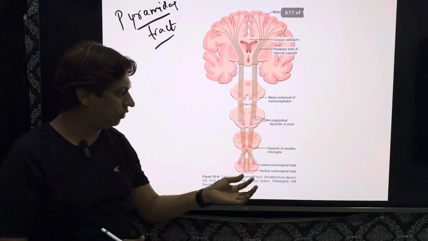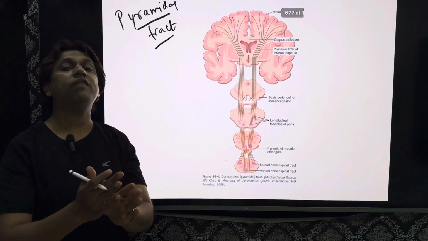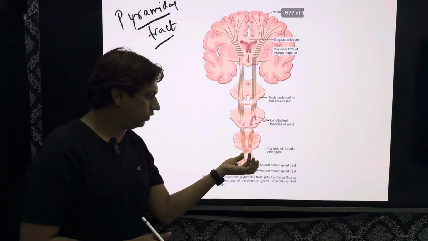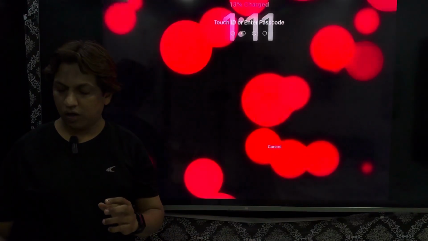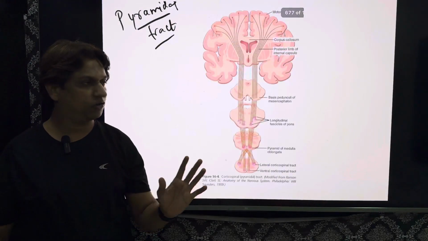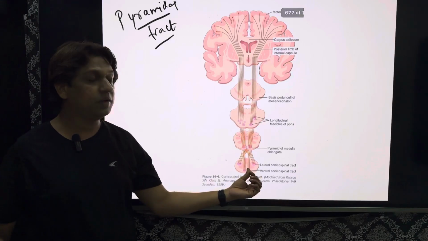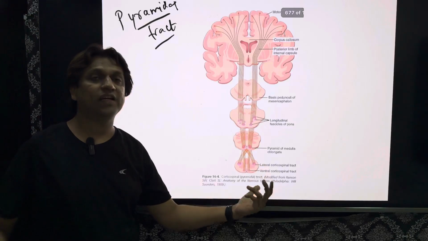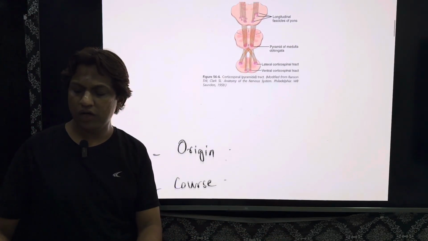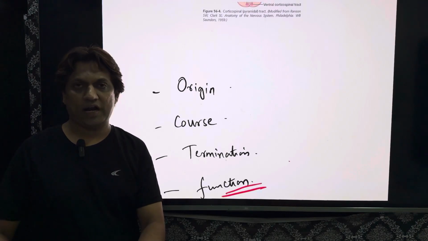At the lower end of the medulla, 80 to 90% of fibers cross to the opposite side, and that fiber is called the lateral corticospinal tract, and 10 to 25% of fibers descend on the same side, known as the ventral corticospinal tract or anterior corticospinal tract. Okay, and ultimately they terminate in the anterior horn cells of the spinal cord or the interneurons in the intermediate gray horn of the spinal cord, and the function here is to control the voluntary motor activity.